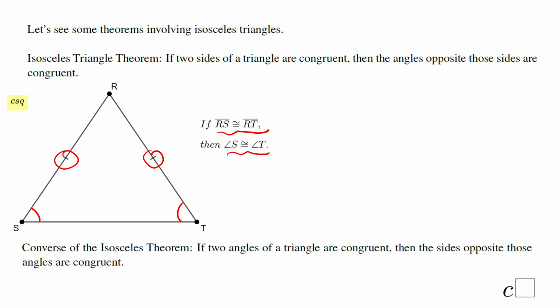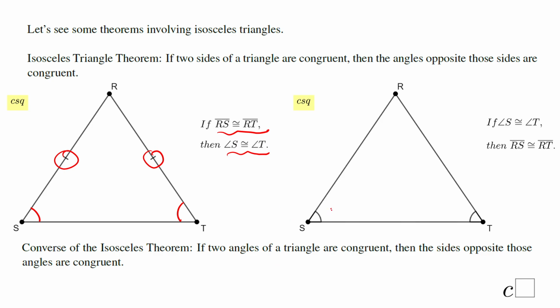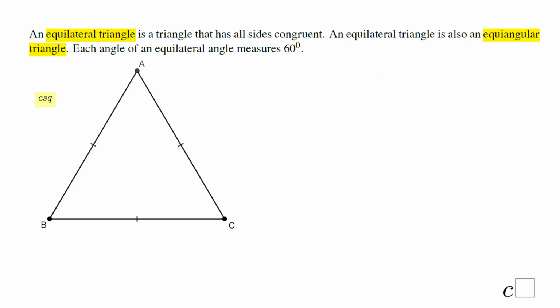Now, this theorem has a converse which says if two angles of a triangle are congruent, then the sides opposite those angles are congruent. So, in this case, you notice these two angles are congruent, S and T. That means these two sides are congruent. So this is the converse of the previous theorem, which is very useful to prove more theorems and solve more problems.